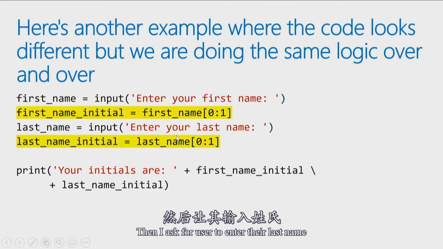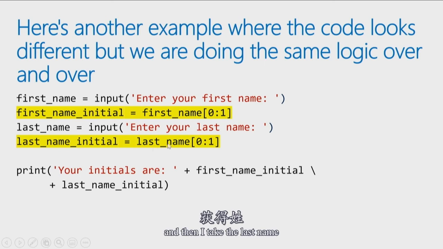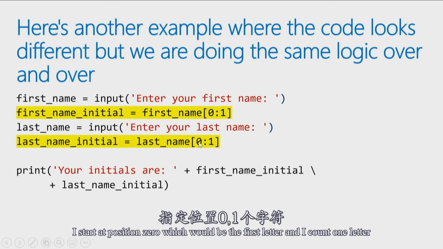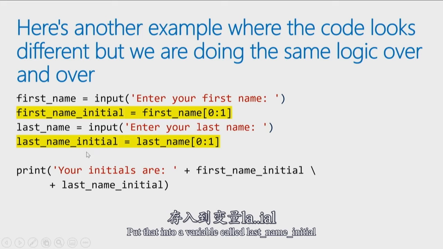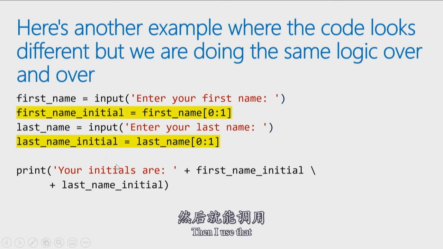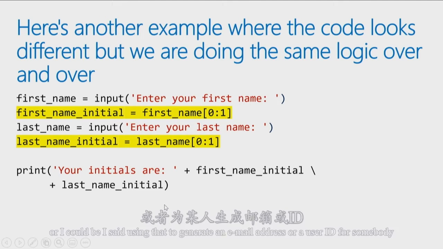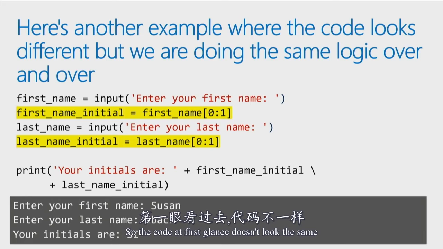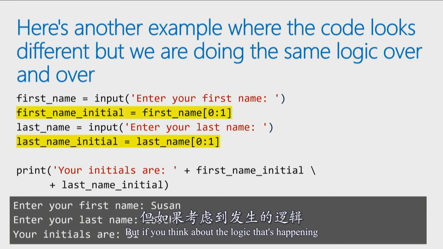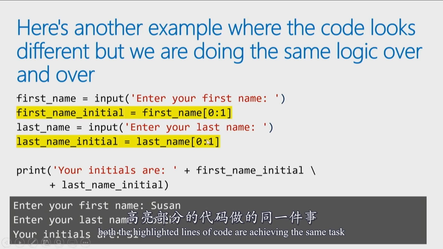Then I ask the user to enter their last name. And then I take the last name, I start at position 0, which would be the first letter, and I count one letter. So that'll extract the first letter from their last name. Put that into a variable called last name initial. And then I use that, in this case I'm printing it to a screen, or I could be using that to generate an email address or a user ID for somebody. So the code at first glance doesn't look the same, but if you think about the logic that's happening, both the highlighted lines of code are achieving the same task.